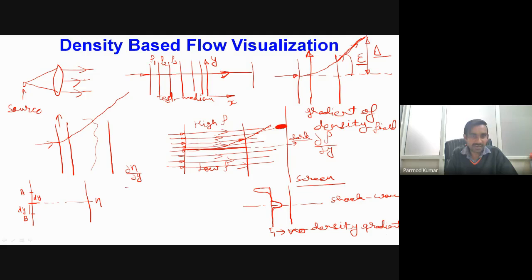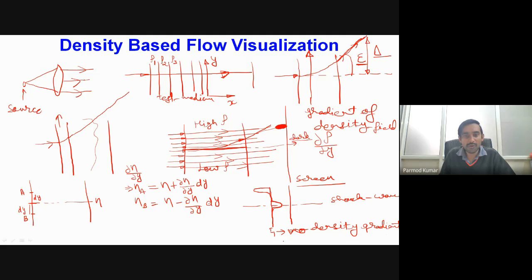Now I can specify that the refractive index at point A will be n, I am calling the refractive index n. So NA will be n plus del n by del y into dy, and NB will be equal to n minus del n by del y into dy. So these will be my corresponding refractive index values.